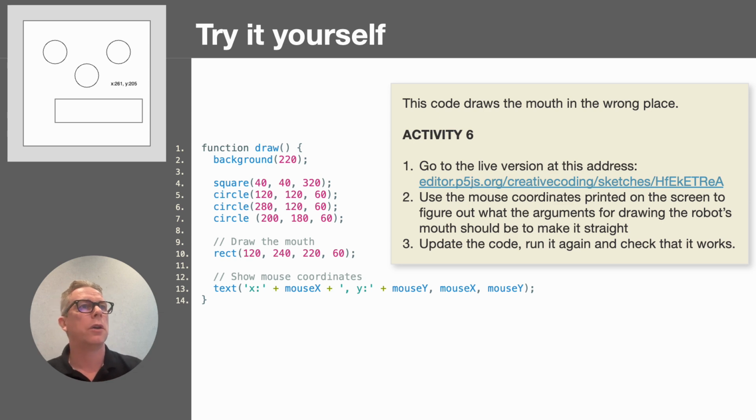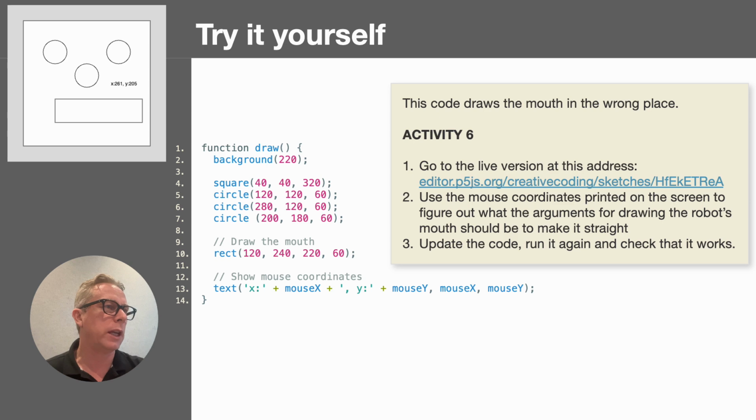Okay, so how did you go? Let's open up the code, and I've got it here in my editor. If I run that, we'll get that wonky-mouthed robot. And when I put my mouse over the screen, I can see here the X coordinate and the Y coordinate of my mouse, wherever it is.